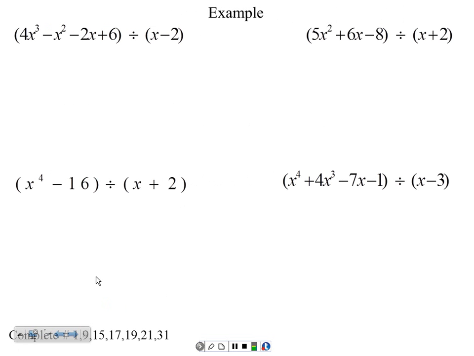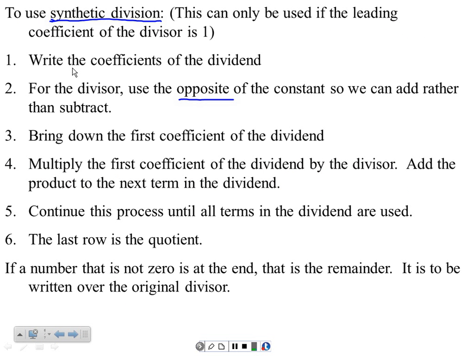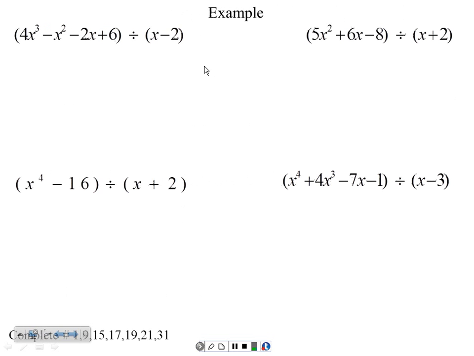For synthetic division, step number 1 says to write the coefficients of the dividend. So the coefficients of the dividend, this is my dividend, this is my divisor. The coefficients of the dividend, and remember you cannot skip exponents, are going to be 4, negative 1, negative 2, and 6.